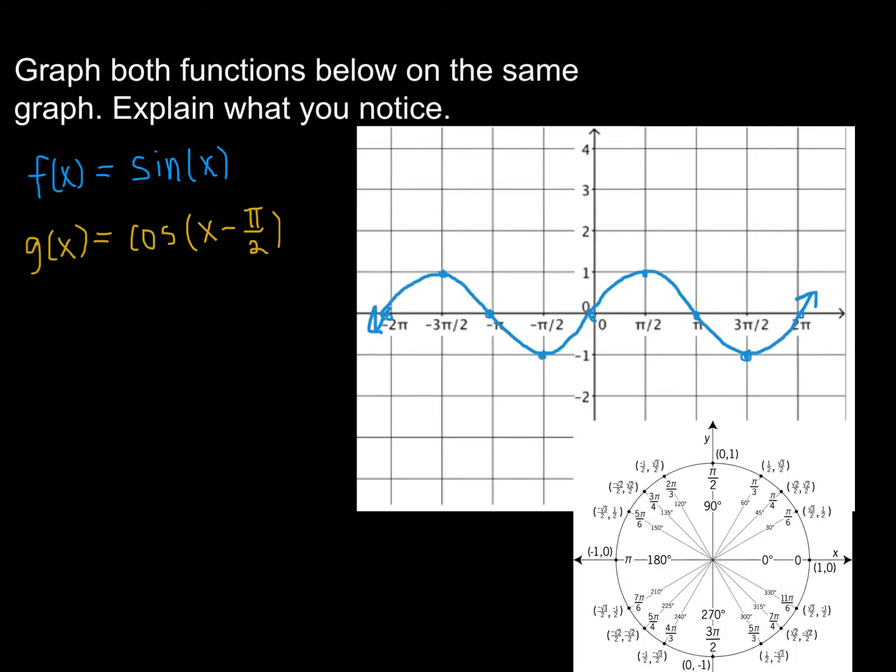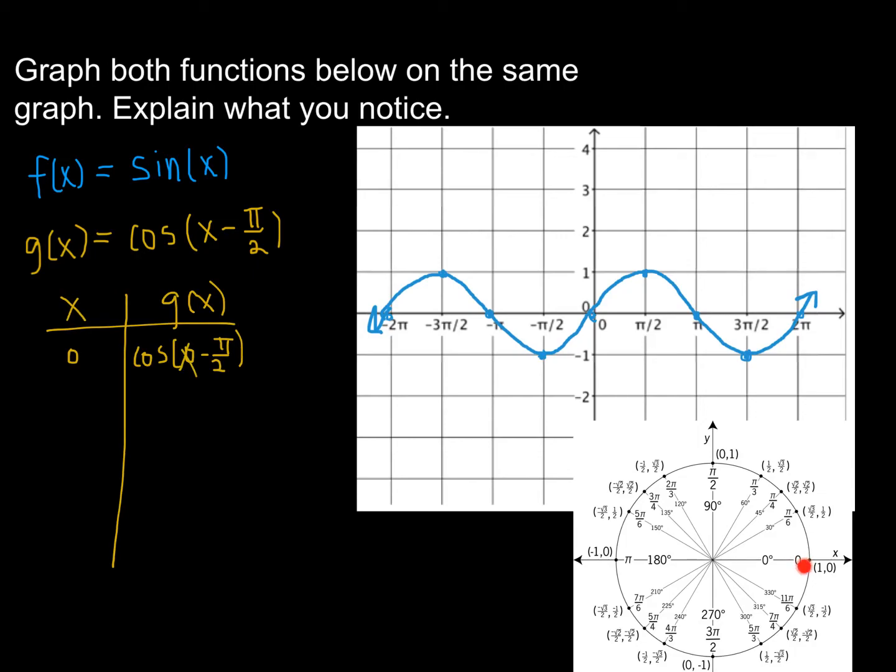All right, so I've graphed sine of x here. And now, you should have been able to do this without making a table. Now let's graph cosine of x minus pi over 2. Okay? So let's make a table here, and let's just plug in a couple of values. So we have 0. First that's going to be cosine of 0 minus pi over 2. Well, 0 minus pi over 2 is just negative pi over 2.